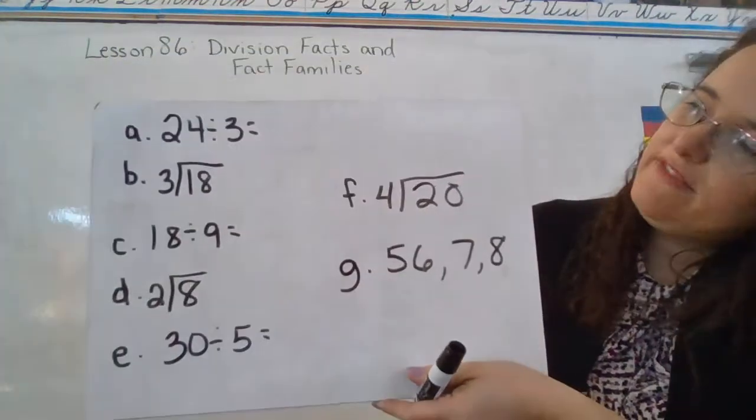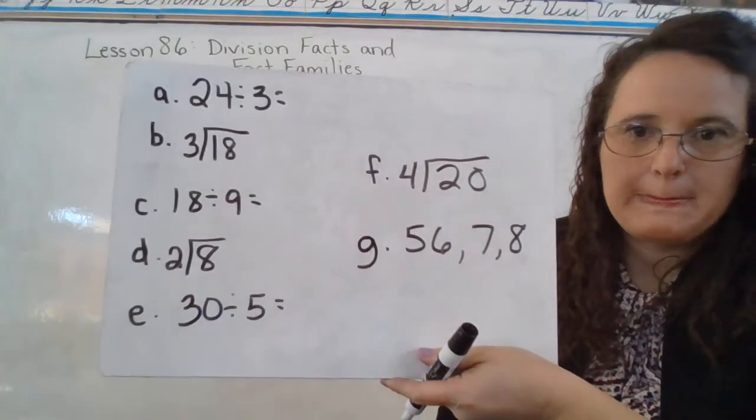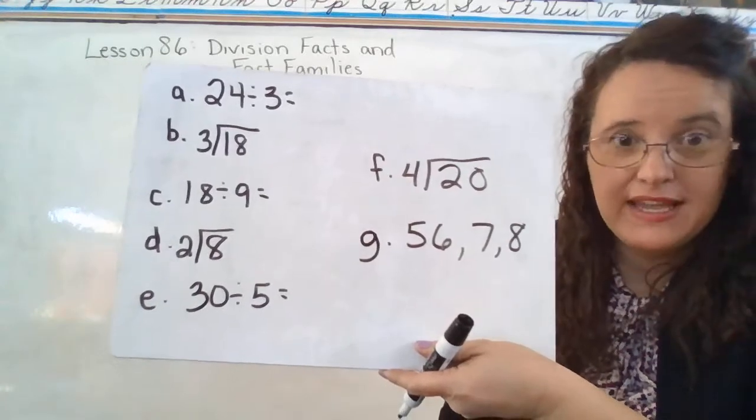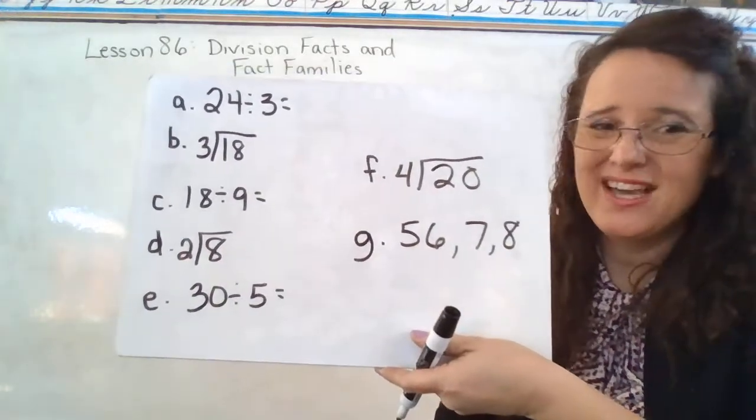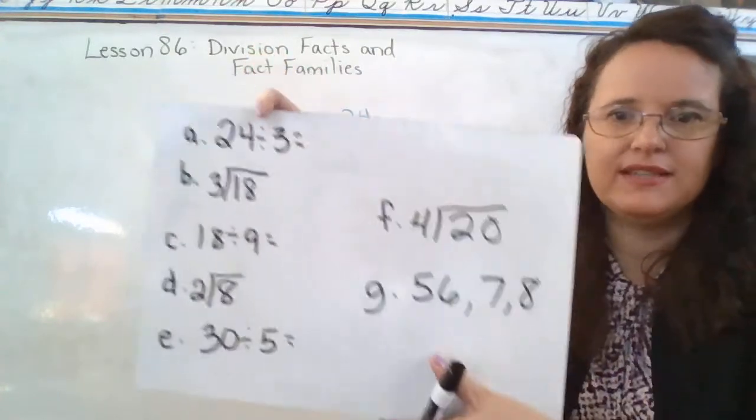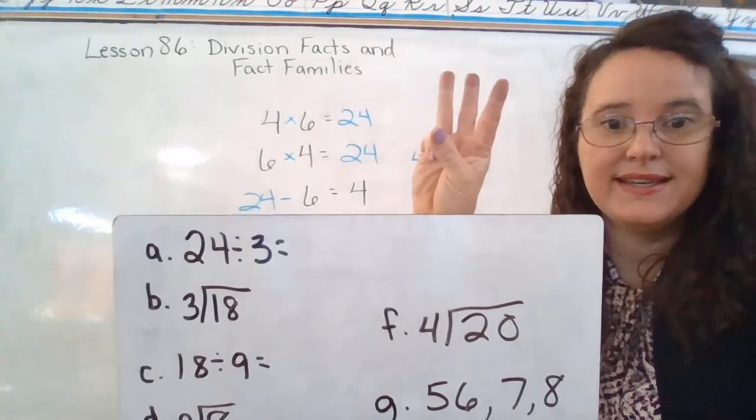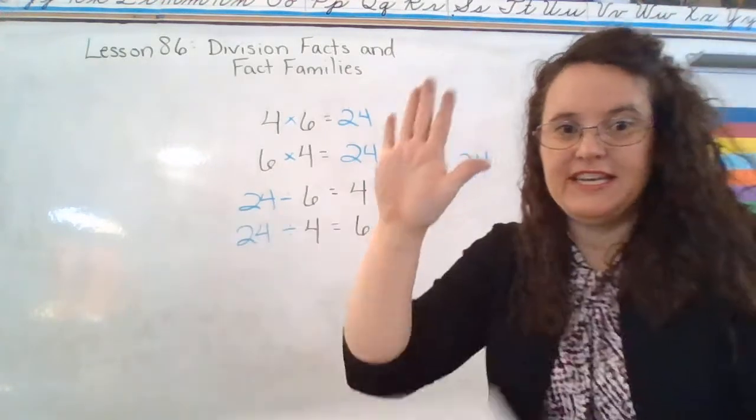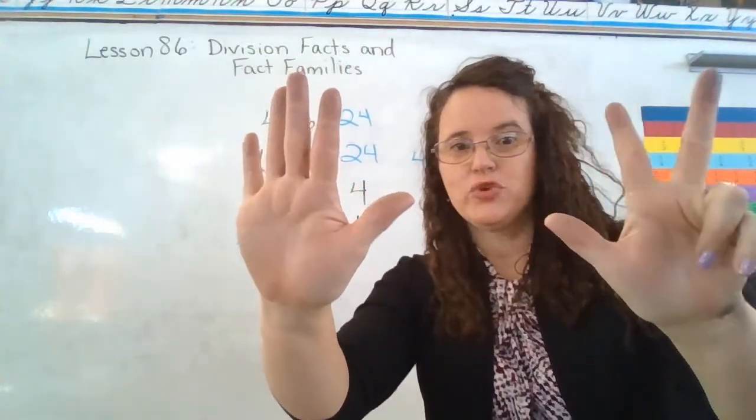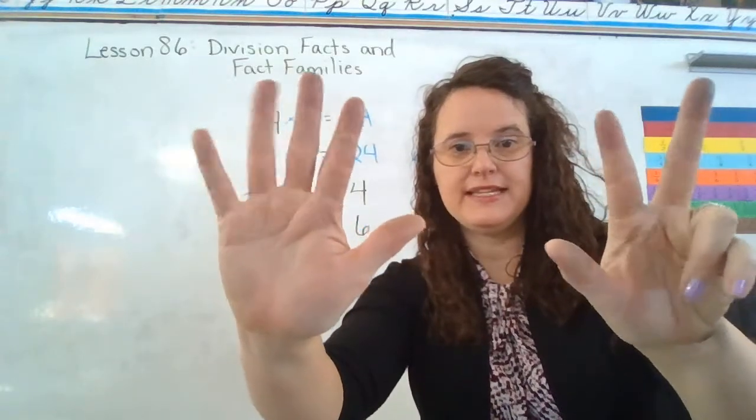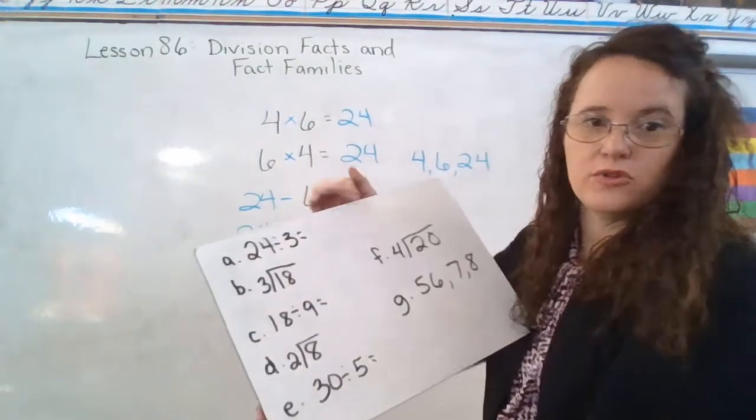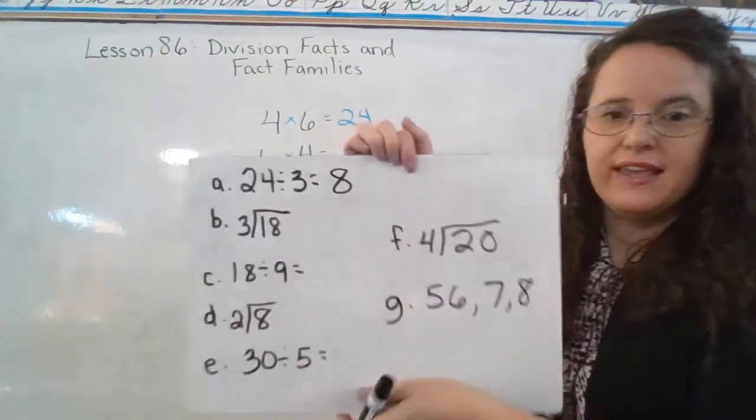Okay, so A, 24 divided by 3. I can think what number times 3 gives me 24, and that's a tough one. Kids often have a hard time memorizing this fact, so let's count by 3s. 3, 6, 9, 12, 15, 18, 21, 24. So how many times did I have to count by 3 to get 24? 8 times. So 24 divided by 3 gives me 8.